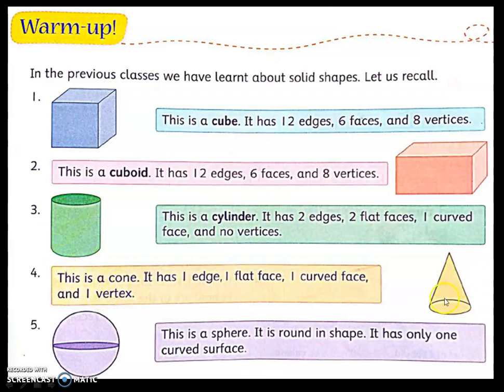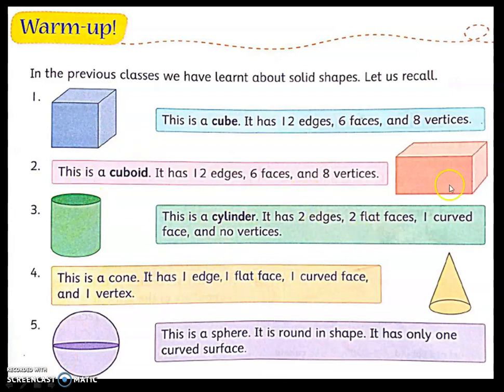This is a cone, where cone has one edge here, one flat face, this one, and one curved face, and this one is one vertex. Everything is one for cone. Whereas in sphere it is round in shape, it has only one curved face, no edge and no vertex.